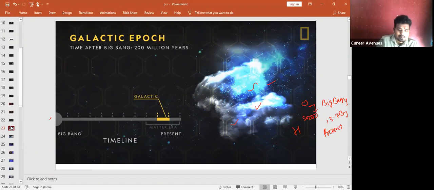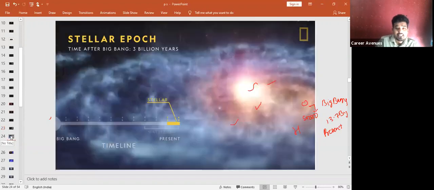Okay, moving to the next, we now have the stellar epoch. Now these nebulae merged together due to gravitational force, and they converted into the stellar epoch. Now we have galaxies, the bigger bodies, very gigantic bodies of the universe, and they formed after 3 billion years of the Big Bang. So this is the last epoch of the matter era, and we are right now in the stellar epoch. Still, some galaxies are formed and some are getting destroyed by supernovas, by dead stars and all. So this is the thing.